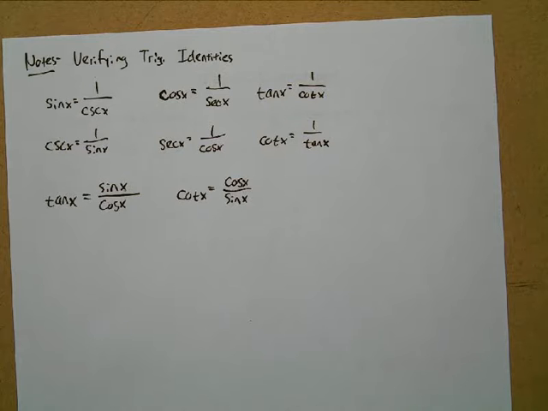All right. So then we have some other identities here, and I'll just introduce them here. These are called the Pythagorean identities. These are also named.